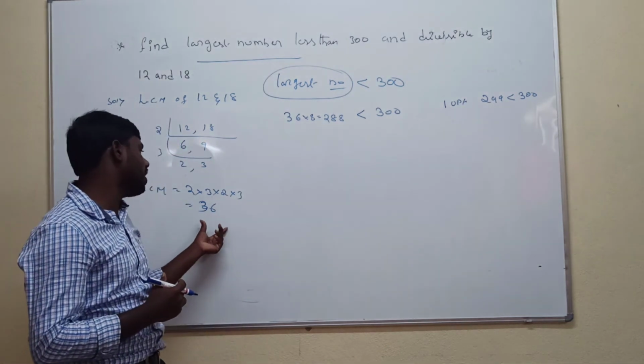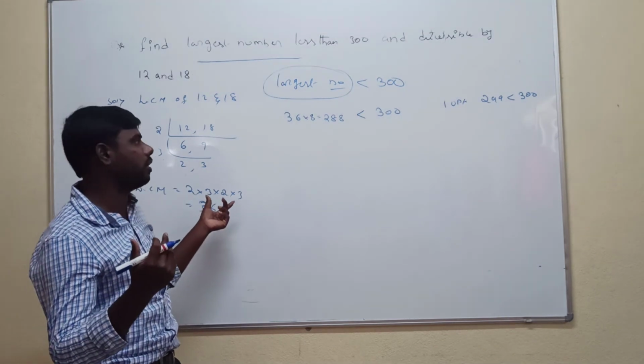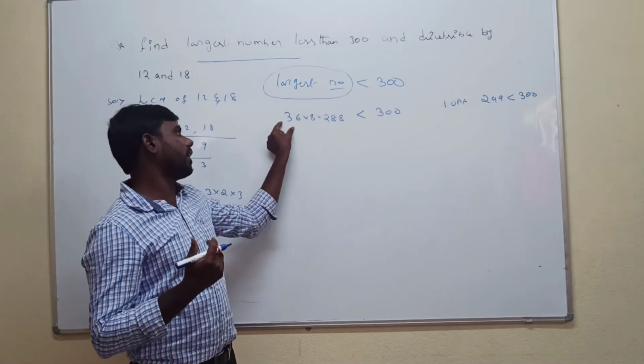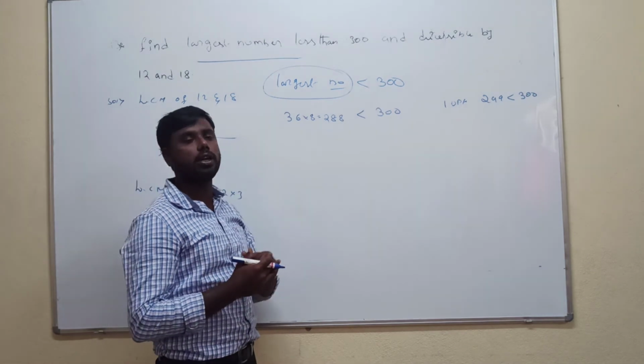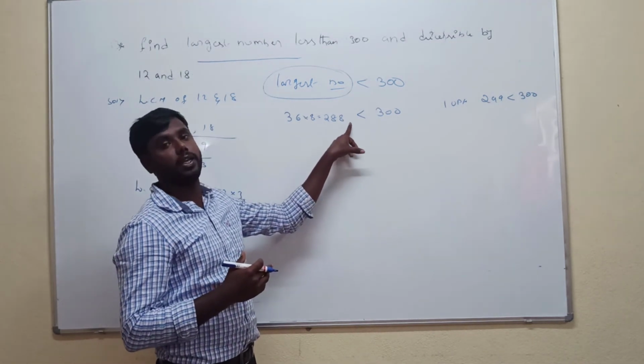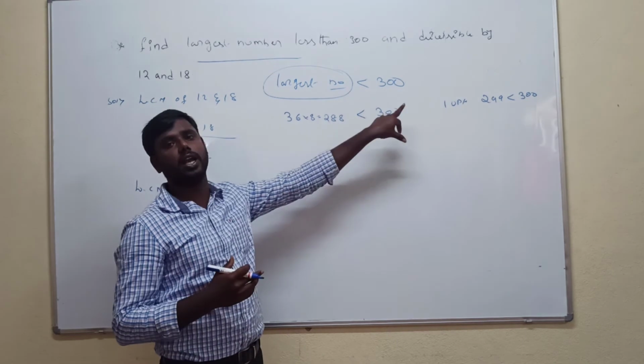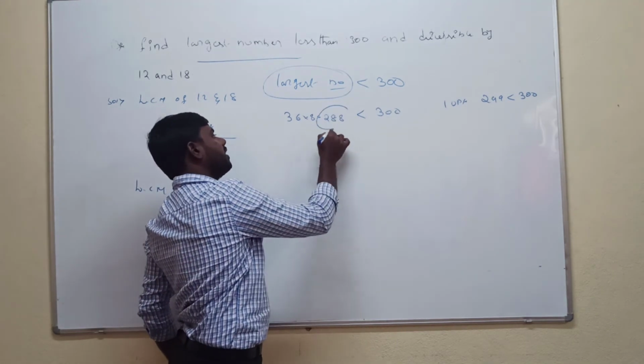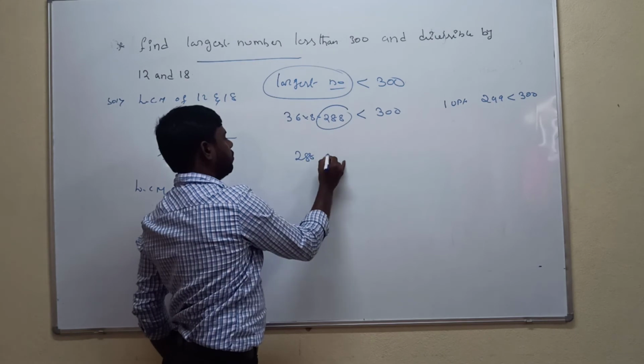That's why, what is the possible multiplier? Which number multiplied with the LCM gives a product less than 300? 8 is the possibility. 36 into 8 is 288, and 288 is less than 300. So 288 is the largest number.